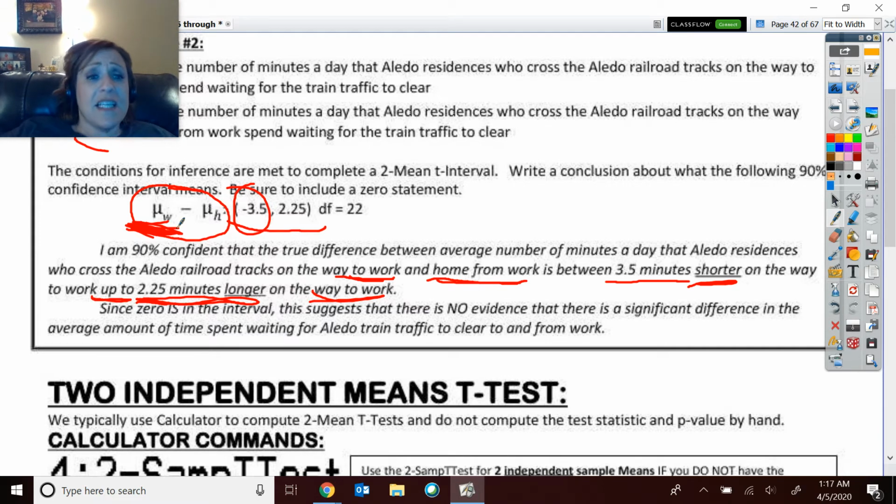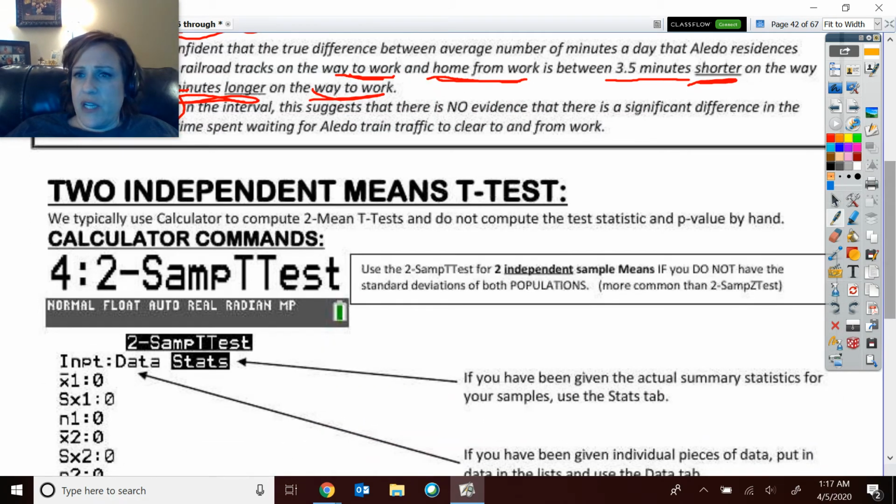And in this case, 0 is in the interval. So this suggests that there is not evidence of a significant difference. We do not have the interval completely on either side of the 0. Okay? All right. Very good.